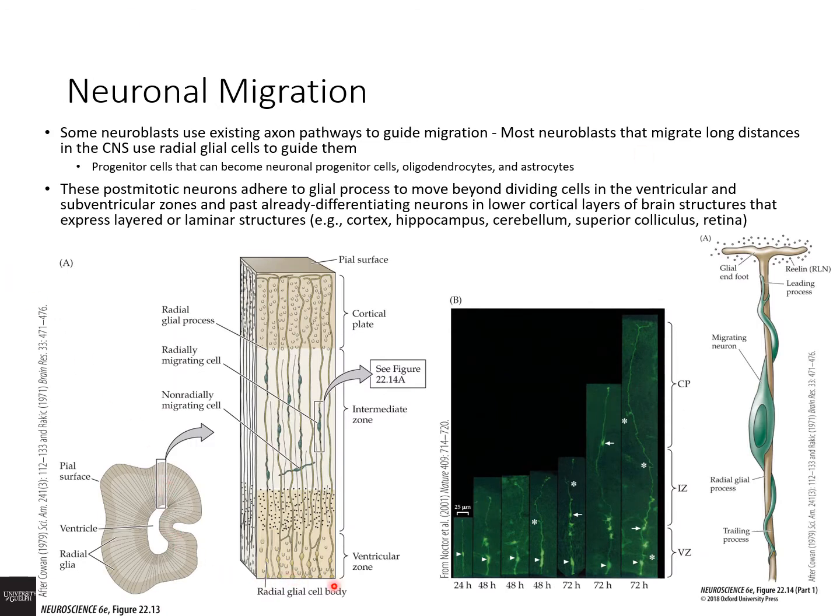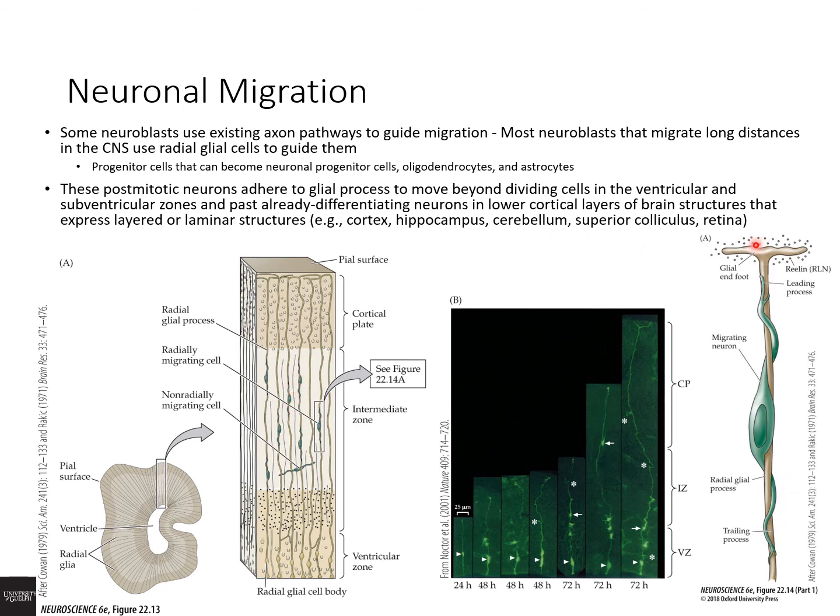So now we have these neuroblasts that have been formed through mitosis, and these are progenitor cells that can become either neurons or oligodendrocytes or astrocytes, but they need to migrate. Most of what we talked about so far has occurred within the ventricular zone, but these cells need to migrate outside of the ventricular zone. Some of them will use existing axon pathways to guide migration, but most that have to migrate long distances use radial glial cells to guide them.